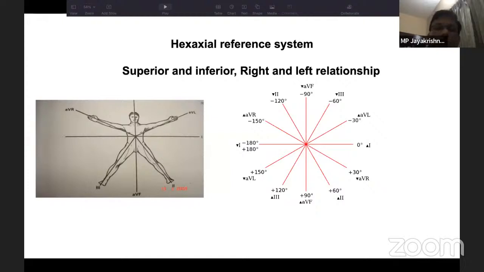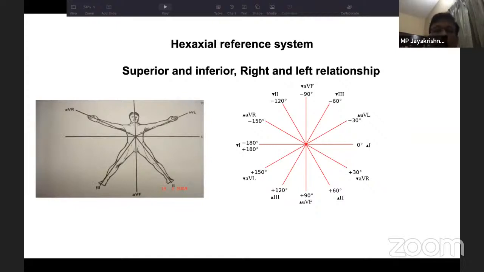And I'm sure you're all familiar with this hexaxial reference system. The hexaxial reference system actually tells you the superior and inferior and the right and left relationship of the cardiac action potentials there. You can just remember this by memorizing this particular picture. Because the person's right hand corresponds to the AVR and AVL. And the legs correspond to the leads 2 and 3. I think this is something which you can actually try to remember. So it will be very easy for you to interpret an ECG later on.